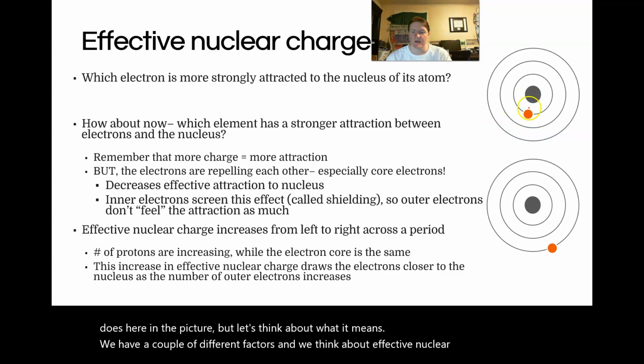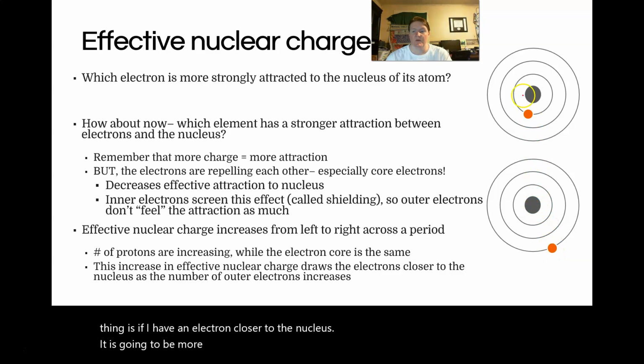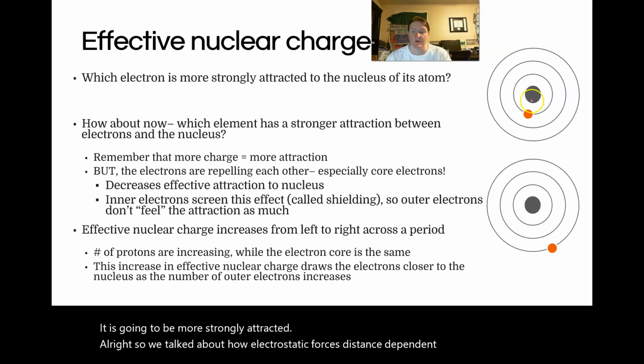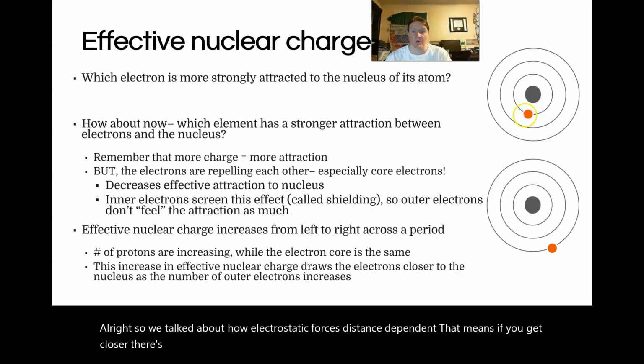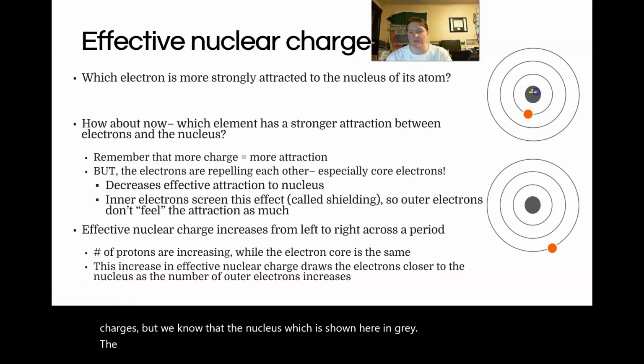The first thing is, if I have an electron closer to the nucleus, it is going to be more strongly attracted. We talked about how electrostatic force is distance dependent. That means if you get closer, there's a stronger attraction, or a stronger repulsion if these were the same charges. But we know that the nucleus, which is shown here in gray, has to have positive charges in it, right? Lots of them.